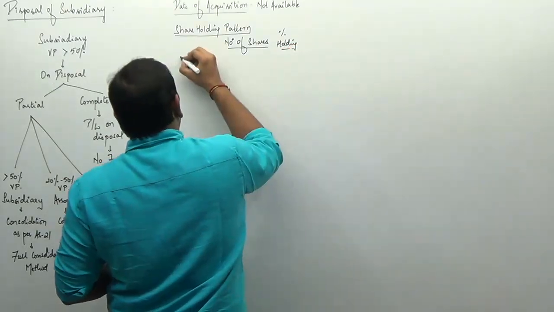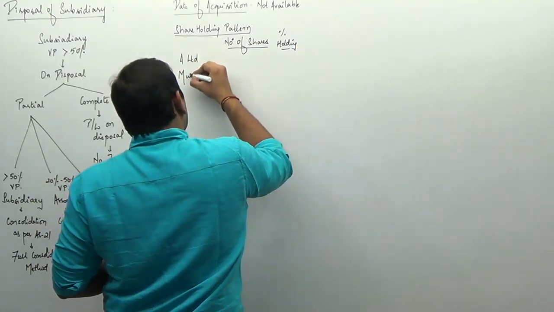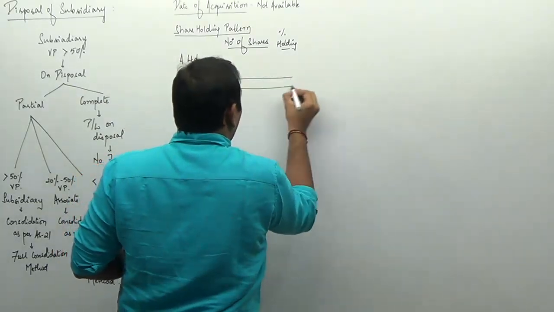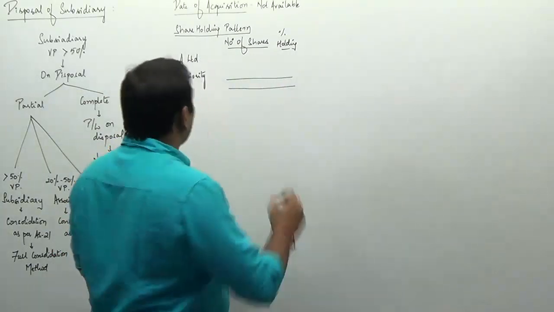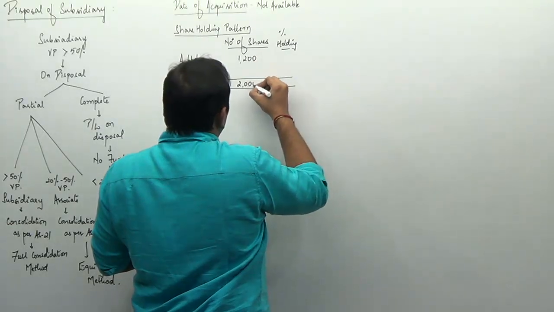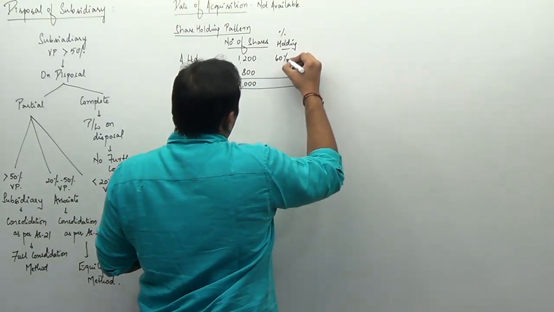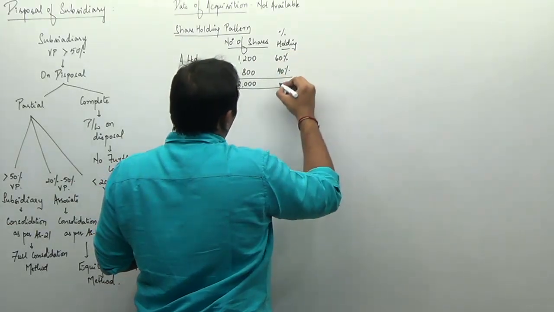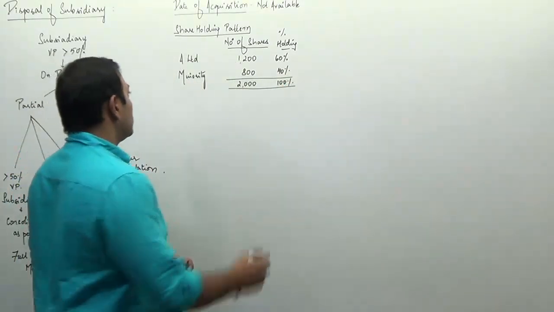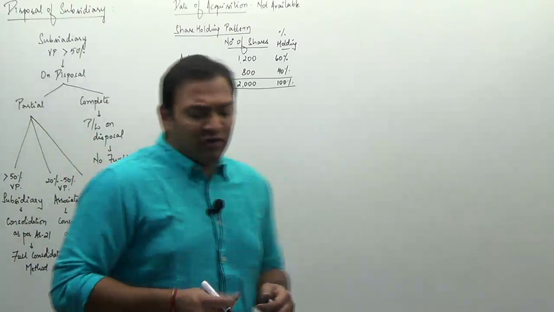Number of shares and percentage holding held by A Limited and minority. A Limited on the balance sheet date holds 1,200 shares. Total number of shares in B Limited are 2,000, 800 held by minority. So this is 60 and 40. Still hold controlling interest. Do I need analysis? There is no adjustment if you observe.